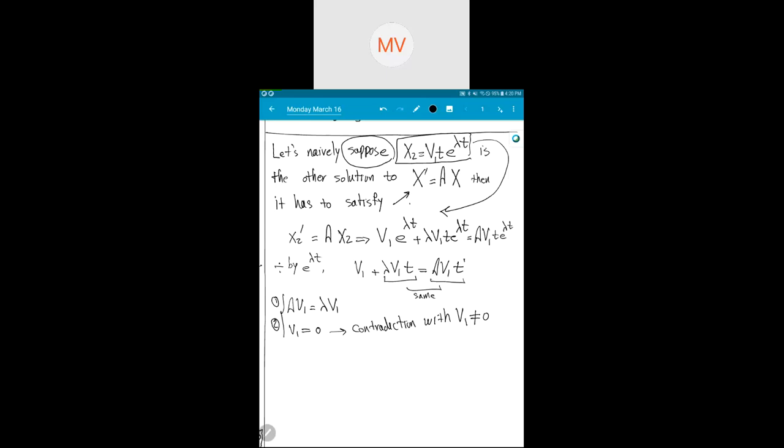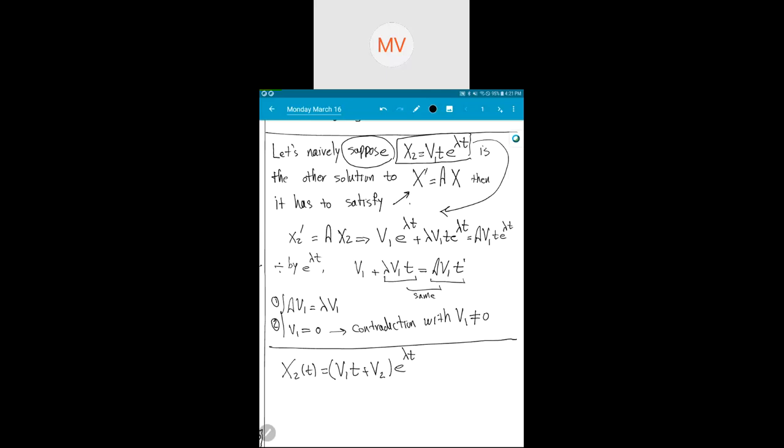Well, what form did we choose? The form we chose, we said let x2 of t be v1t, and then multiply by e to the lambda t. Let's throw something else in there. Let's see if we can find a vector v2 that might make this one the second solution. And we do the same process.